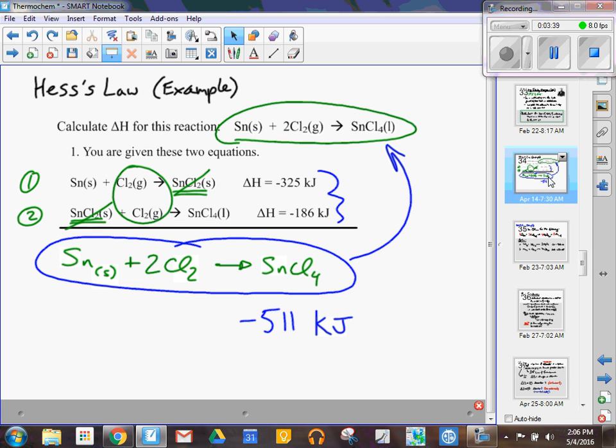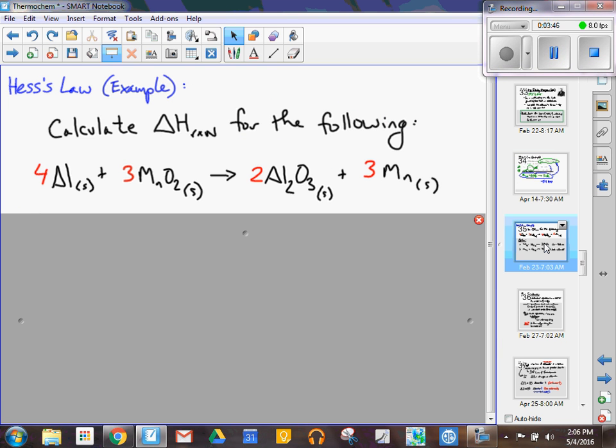That's not always the case, though. So let me show you an example of something a little more complicated using Hess's law. Here is a reaction between aluminum metal and manganese 4 oxide, or manganese dioxide. And you yield aluminum oxide and the metallic manganese. This is very closely related to the thermite reaction. Instead of manganese 4 oxide, you have iron 3 oxide as the other reactant.